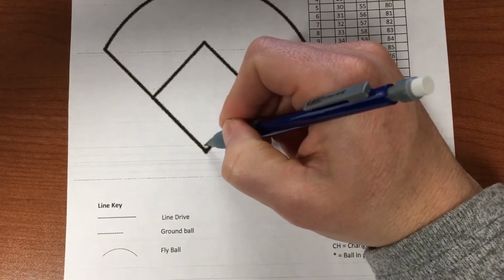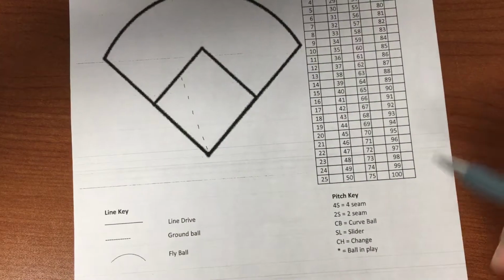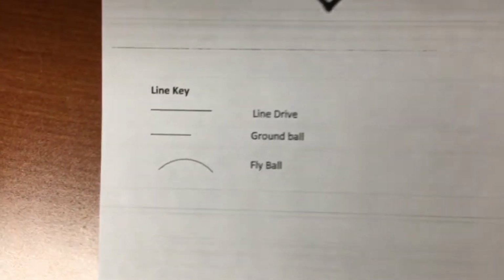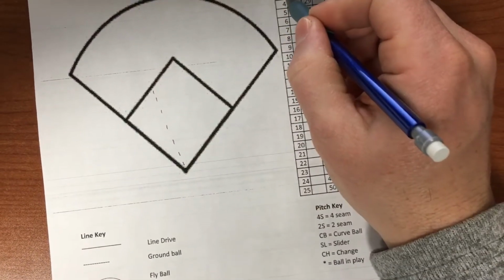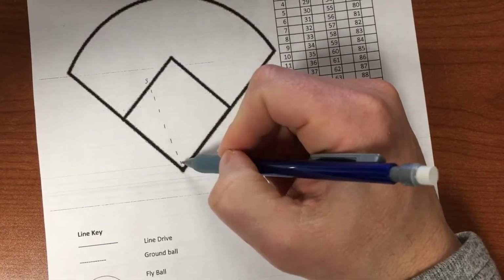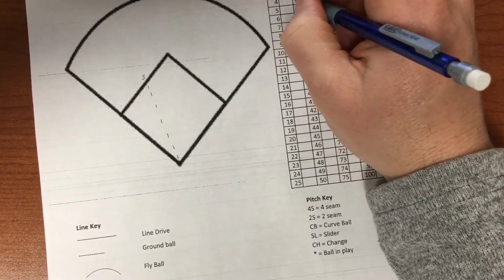So we would make a dotted line going towards shortstop, because that's what we want for ground balls, is a dotted line. I don't know if you can see that, that's a dotted line. And so I would just indicate here that that was pitch number 3, so I'll write a number 3 there so that we know that's the one that was hit there. Later in the game, let's say that would end that batter.